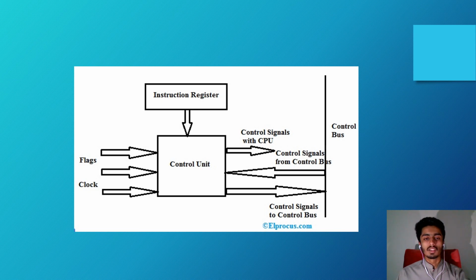Next, we can see how the instruction register is giving us the input and output, which we can see as a control bus.